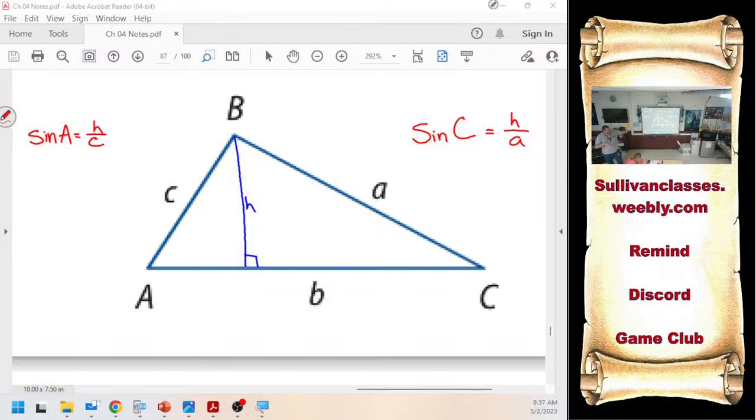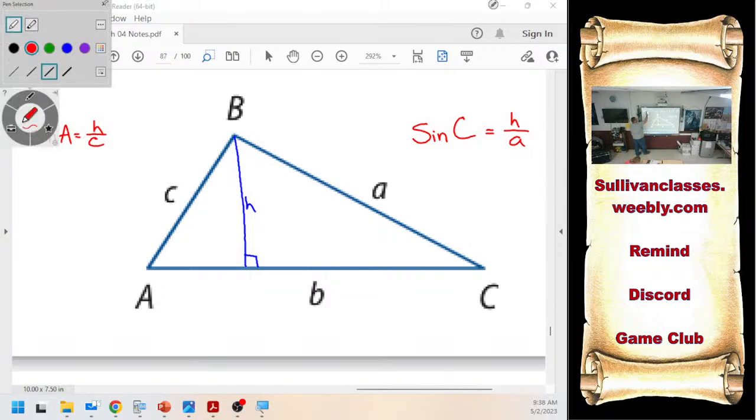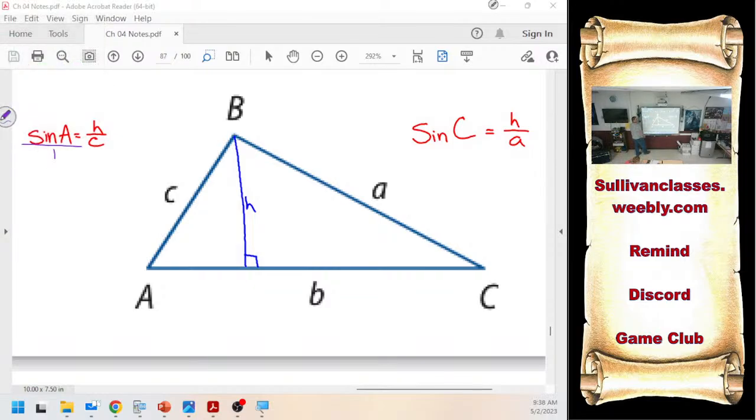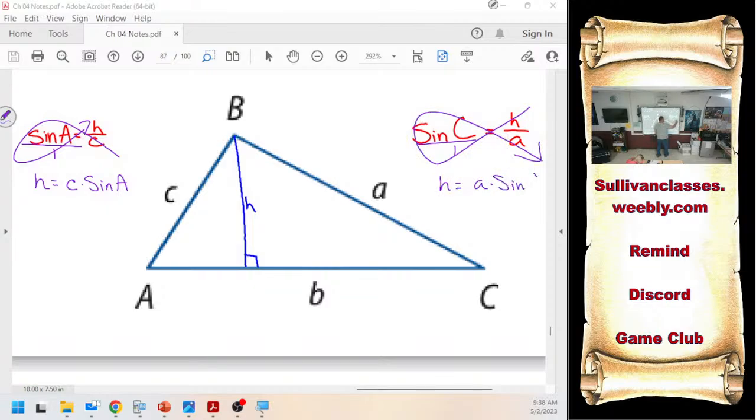The angle A and side A, angle C and side C, swap, so I can't mess with that. Do you remember your alpha goldfish? Or swap your extremes, whatever your jam is. Here I have H is C times sine of A. Here I have cross multiply, and I'll get H is A times sine of C.